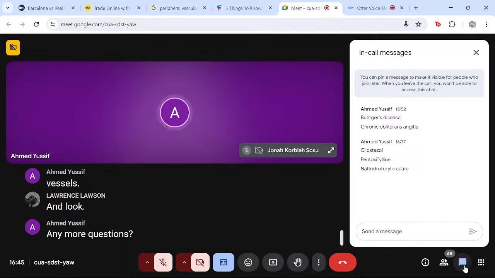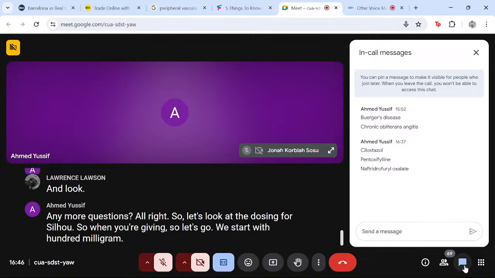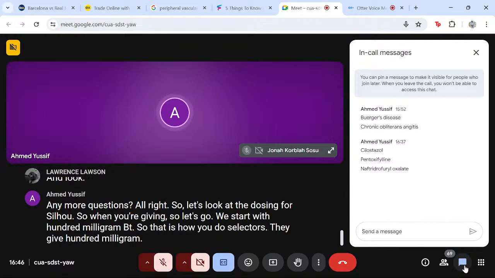All right. So let's look at the dosing for psilocybin. When you are giving psilocybin, you start with 100 milligram BD. So that is how you dose psilocybin. You give 100 milligram twice a day.